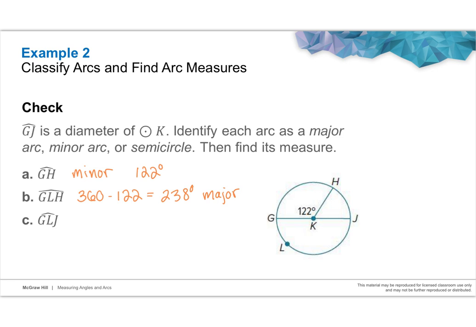And then notice we have arc GLJ. GJ is a diameter, so that makes this a semicircle with measure 180 degrees.